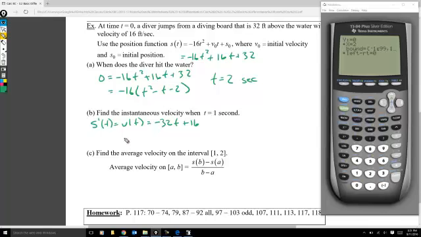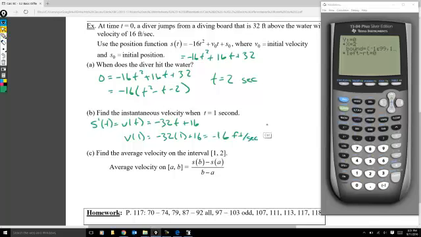I want to evaluate at 1. So v of 1 is going to be negative 32 plus 16, which is negative 16. So this is the velocity at 1 second. Not like between 0 and 1 or anything like that. At 1 second, he's going exactly negative 16 feet per second.